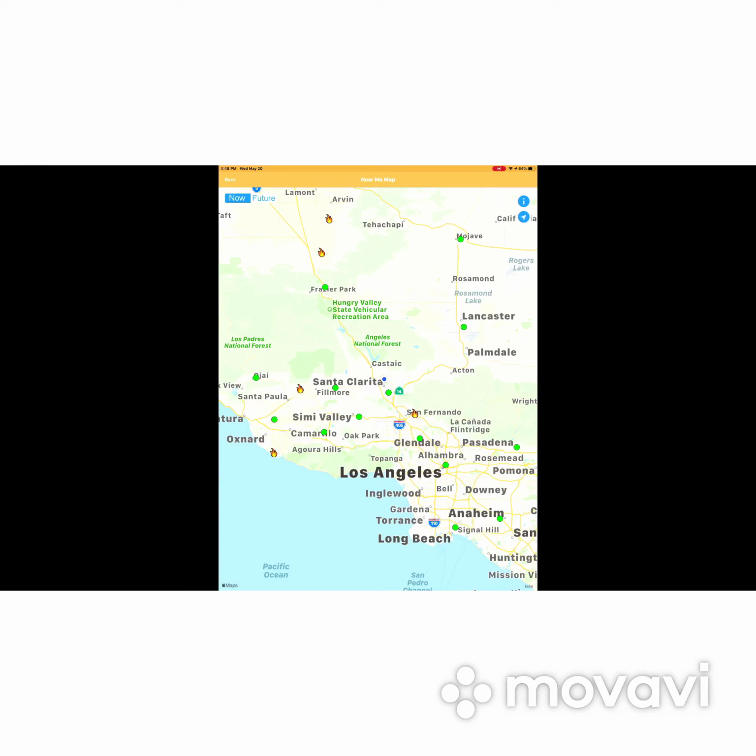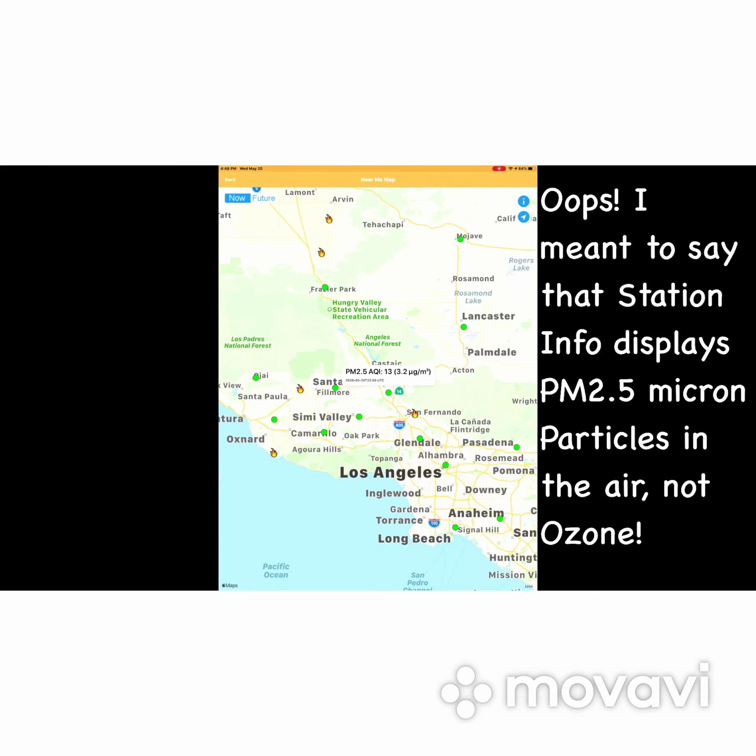The blue circles are very useful because that tells you what the air quality is at certain official monitoring stations. So in Newhall, which is near where I am, it shows the PM, which means particles that are 2.5 microns across, and then the air quality index is 13, and it's measuring the exact amount of ozone in the air, which is 3.2.